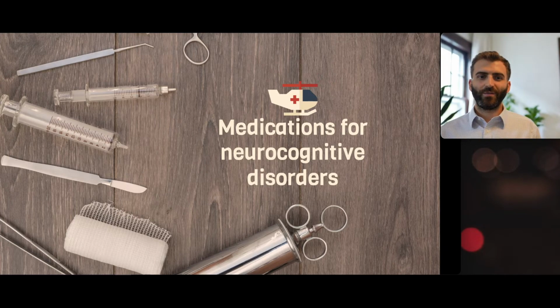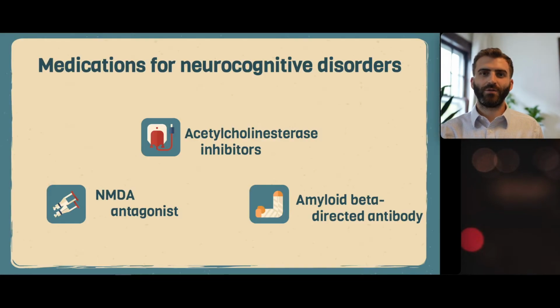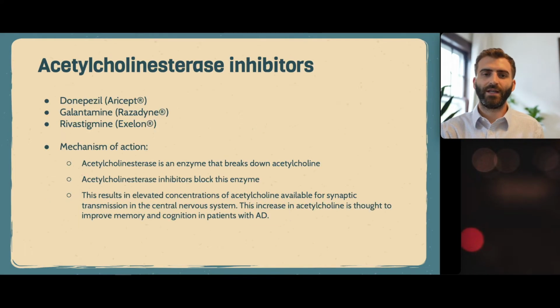Now let's go into the medications for neurocognitive disorders. So I've mentioned some of these, but we haven't gone into detail about acetylcholinesterase inhibitors, NMDA antagonists, or the amyloid beta-directed antibody. First, we have acetylcholinesterase inhibitors. The three options we have here are donepezil, galantamine, and rivastigmine.